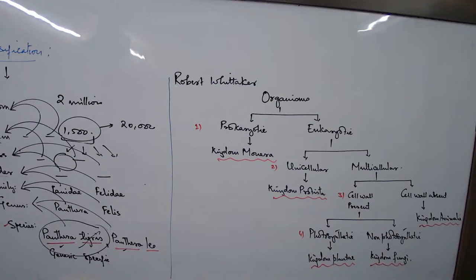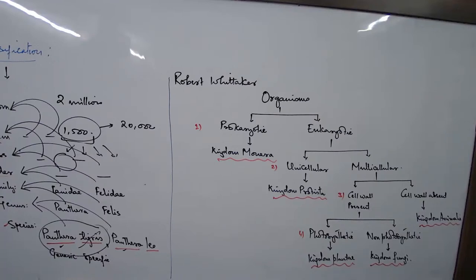Every name should have a generic and a specific part. Both the generic and the specific one have to be underlined separately. We cannot write italic. In print we get italic, but since it is our handwriting, we cannot differentiate, so we just underline. And the generic name starts with a capital letter, the specific name starts with a small letter. These are the simple rules to understand.